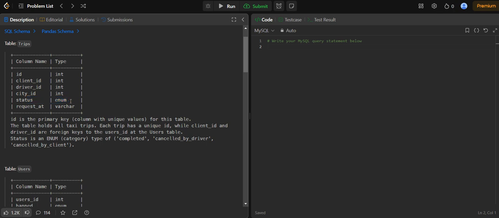Status is an enum category. It has three categories: completed, cancelled by driver, cancelled by client, and requested is the date column. It is the date on which the service was requested.